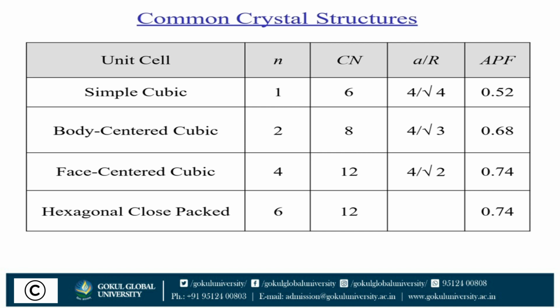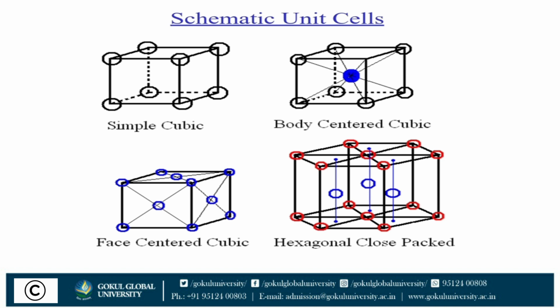For FCC, face centered cubic, n is 4, CN is 12, the radius is 4 by root 2, and the packing factor is 0.74, and hexagonal is 6, 12 and 0.74. That means the efficiency of these common crystal structures is higher in FCC as well as in hexagonal, and lower in the simple cubic structure. So we have to discuss one by one all those structures and how they affect crystalline or non-crystalline structure.